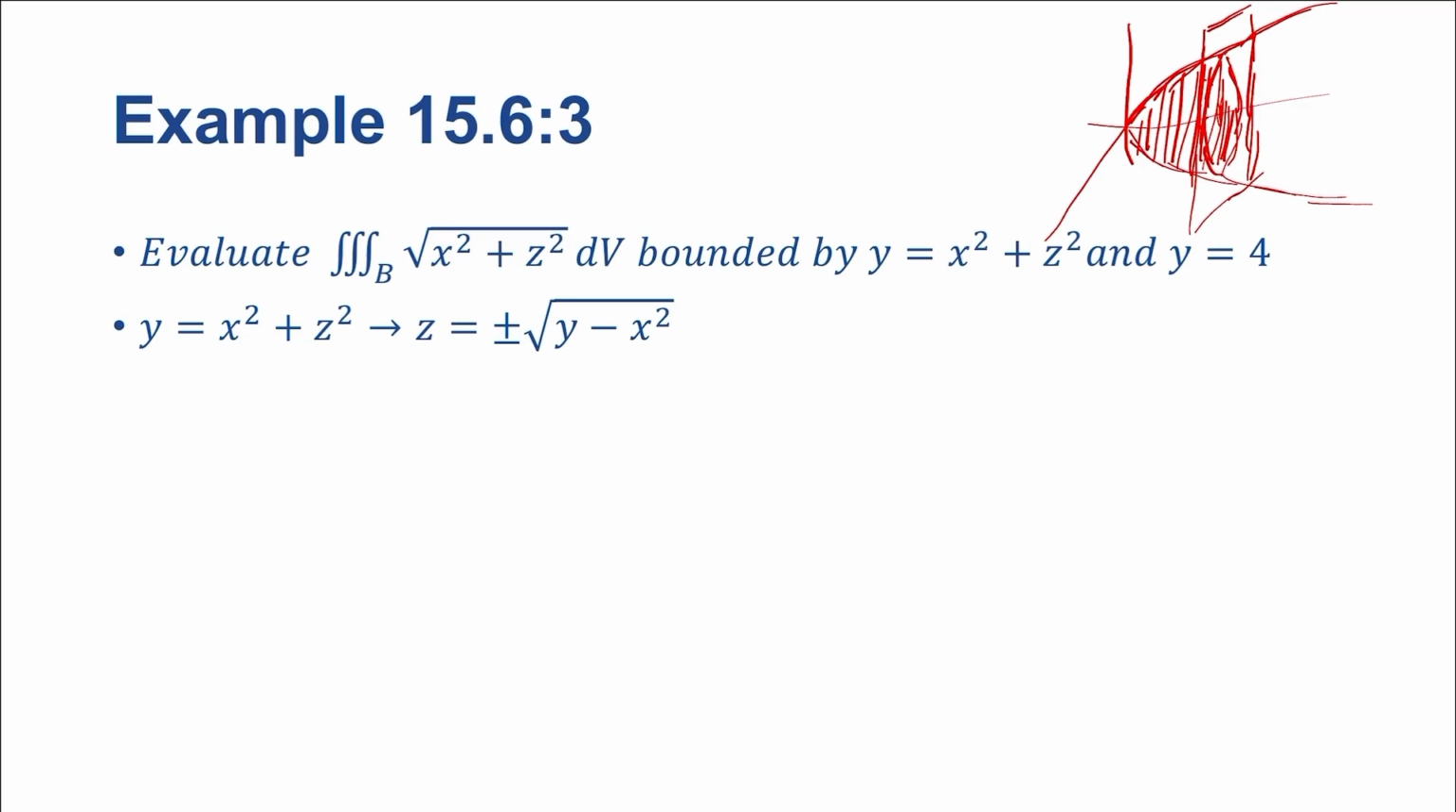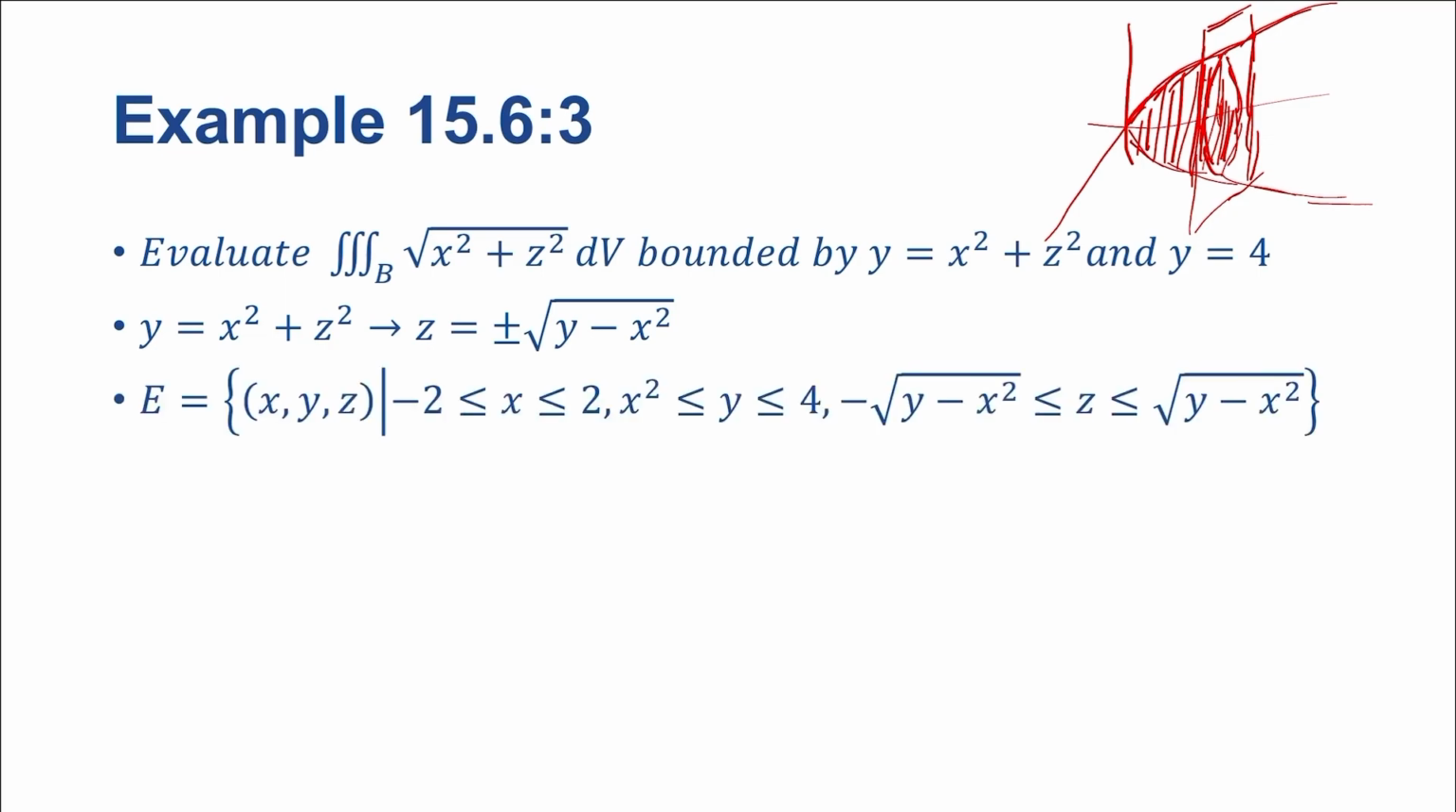So if y equals x squared plus z squared, then z is going to be plus or minus the square root of y squared minus x squared. So you have the top and then the bottom, right? So then we can define a region such that we have x, y, and z.